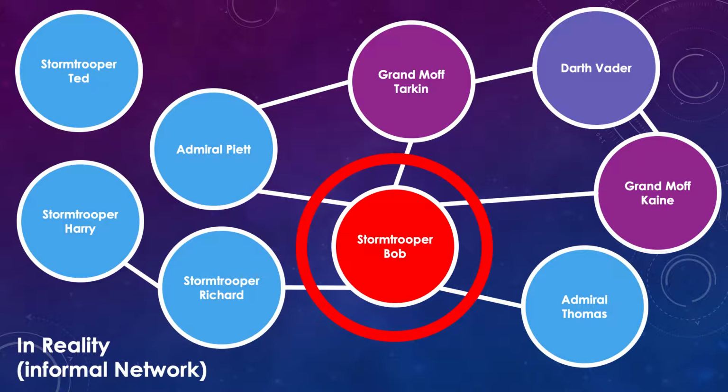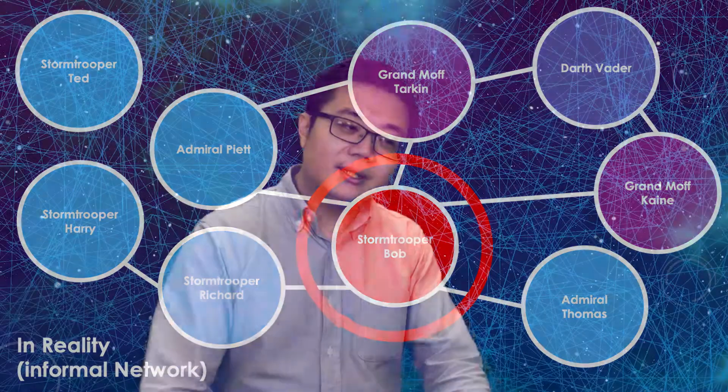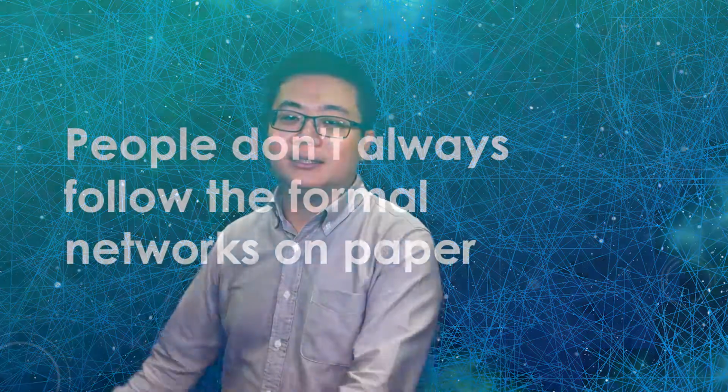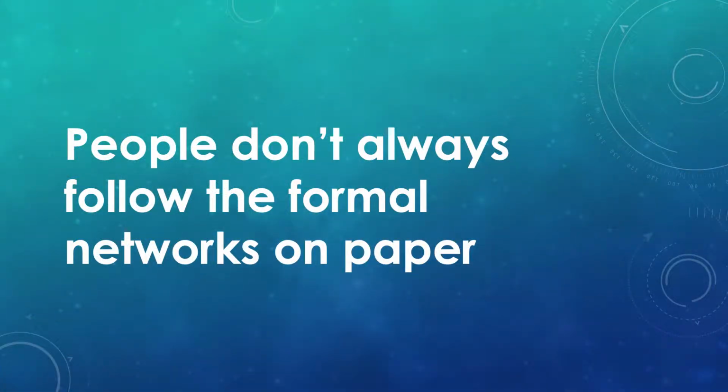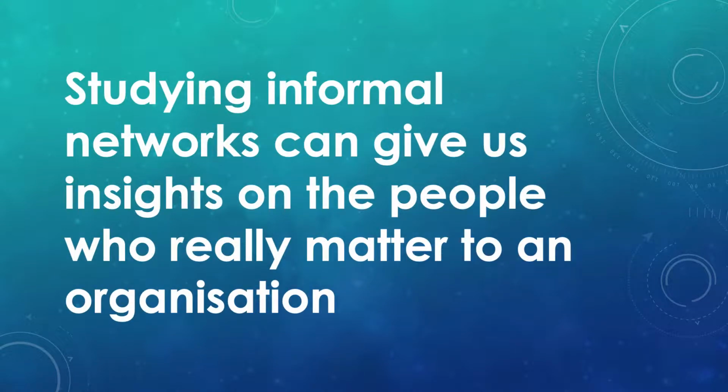Now, looking at this informal network, you realize that Stormtrooper Bob has the highest degree centrality and the highest betweenness. From this science fictional analysis, people don't behave according to the way formal networks are described on paper. Informal networks can give us more insights on the people who are important to an organization.